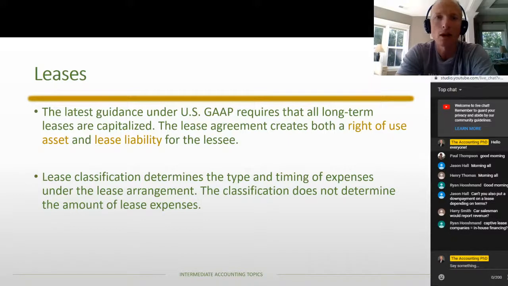And so essentially at the end of the day, the expenses related to the lease are the same regardless of the classification. But the classification may change the way we classify those expenses and the timing of those expenses. So that's really the difference. It's not total expense, it's timing and type.